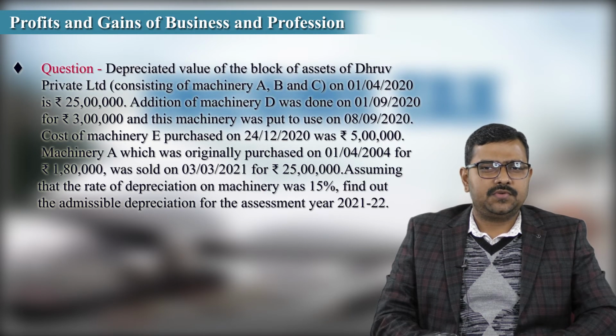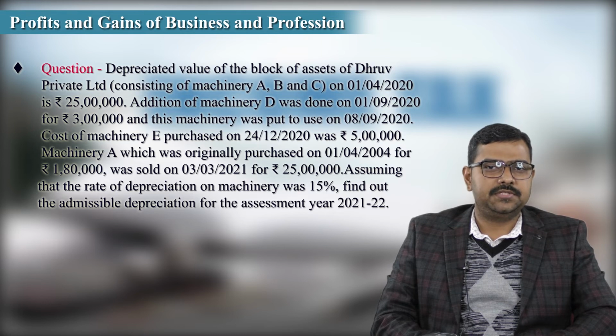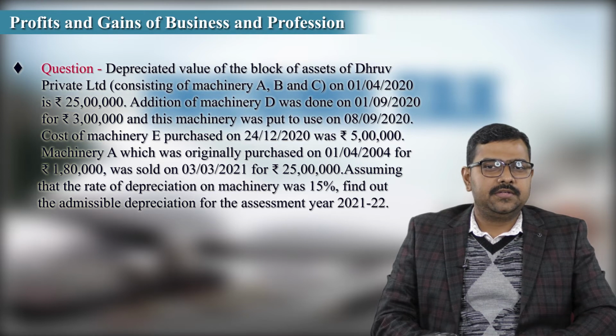Now, let us take a question on depreciation. The depreciated value of the block of assets of Dhruv Private Limited consisting of machinery A, B and C. So, there is a block of assets in which we have three types of machinery, machinery A, machinery B and machinery C. On 1st April 2020 it is 25 lakh. So, the WDV of the block in the beginning of the previous year is rupees 25 lakh.